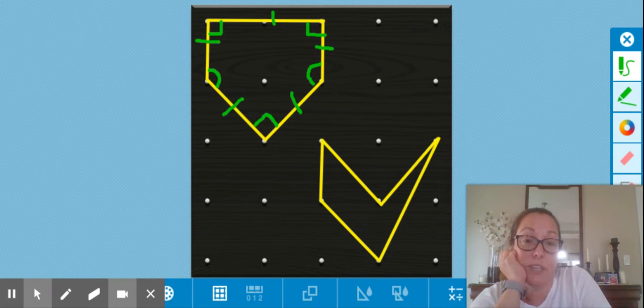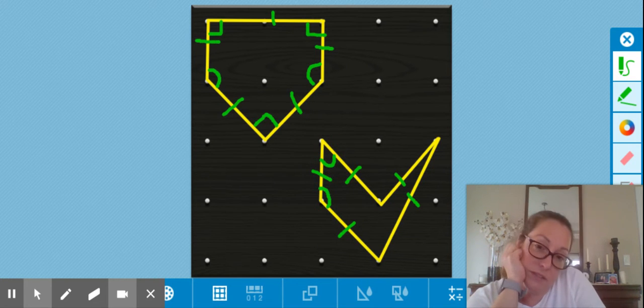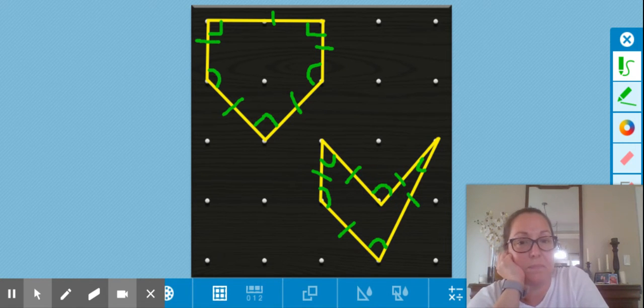5 angles. Okay, here's one here. 1, 2, 3, 4, 5. 5 sides. 1, 2, 3, 4. And again, this one's like on the outside. 5. Okay. So we have 5 sides and 5 angles. Let's look at my next board.